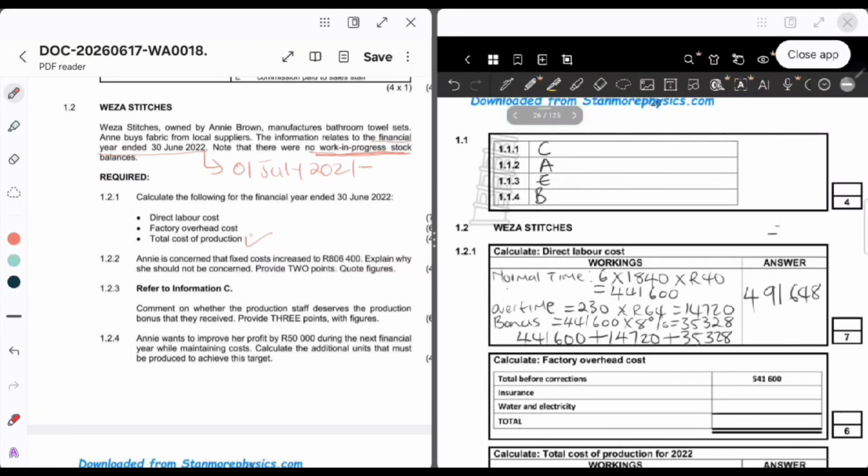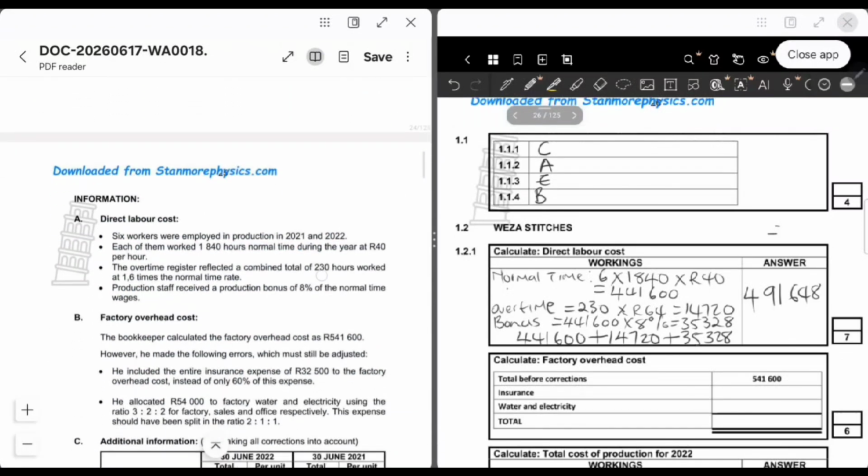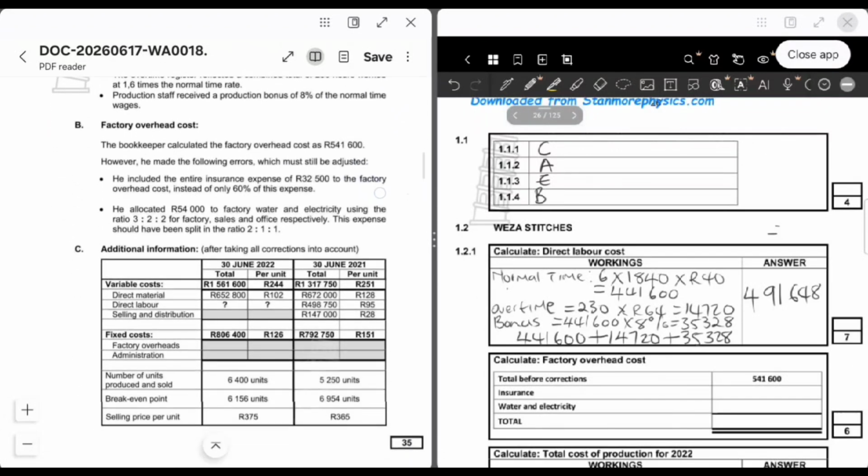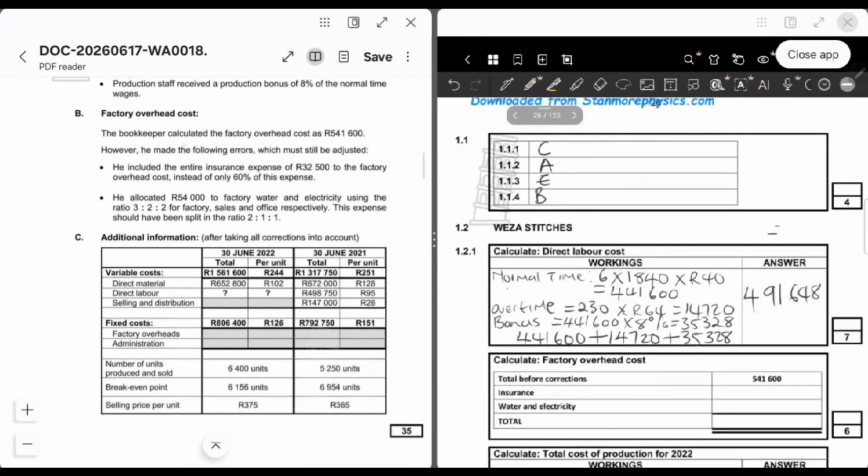We have to calculate the factory overhead cost. Now let's check the information given to us. For the factory overhead cost, they are saying that the bookkeeper calculated the factory overhead cost as 541,600. However, he made the following errors which must be adjusted.